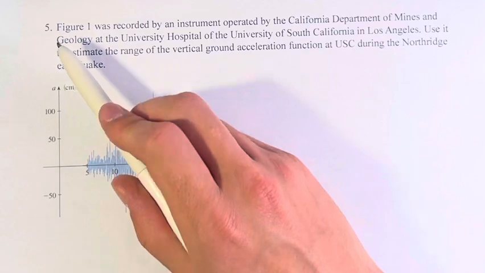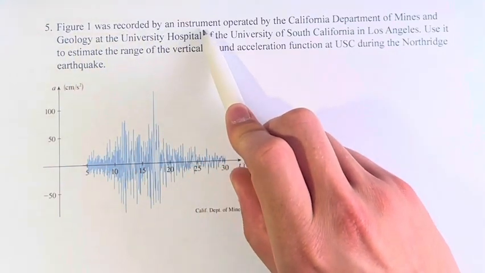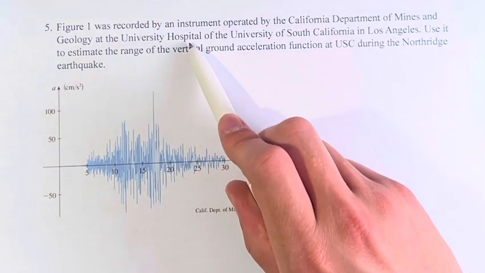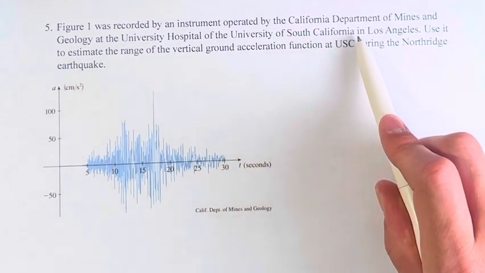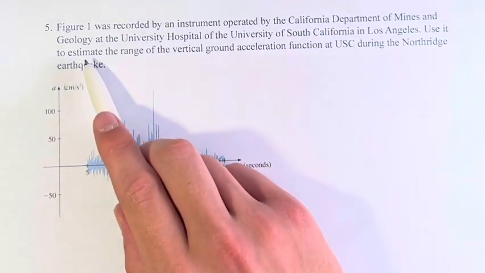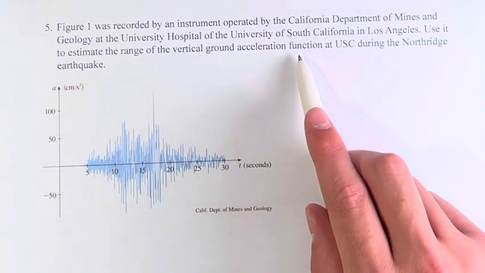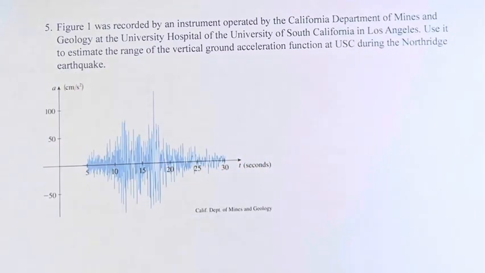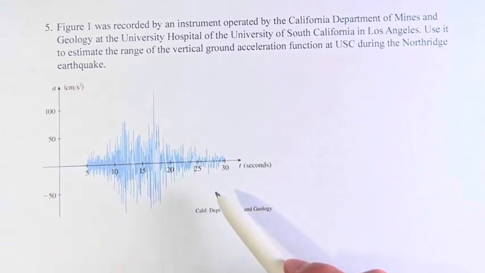In this problem, we're told that figure 1 was recorded by an instrument operated by the California Department of Mines and Geology at the University Hospital of the University of Southern California in Los Angeles. We're asked to use this figure to estimate the range of the vertical ground acceleration function at USC during the Northridge earthquake. So we have a function here, which is representing an earthquake, and we're asked to find the range of it.